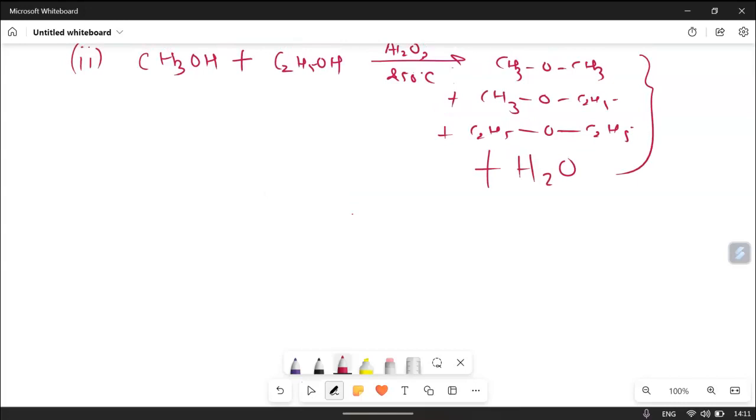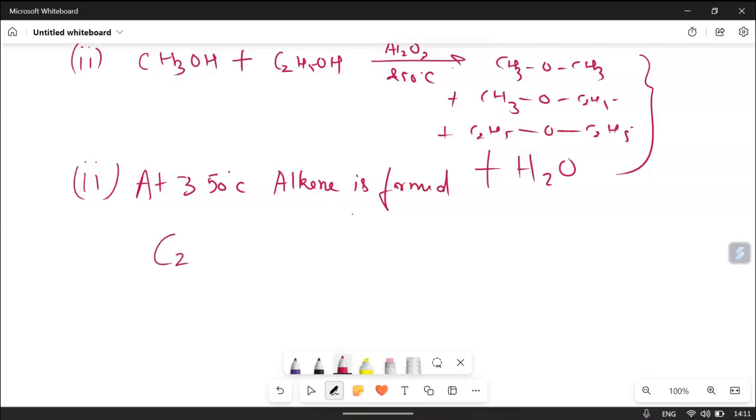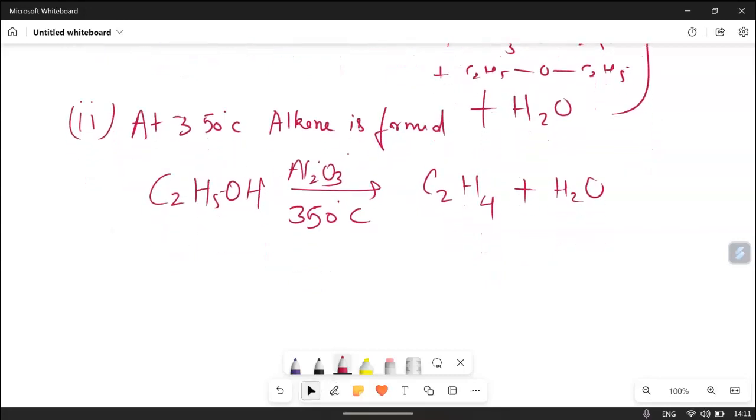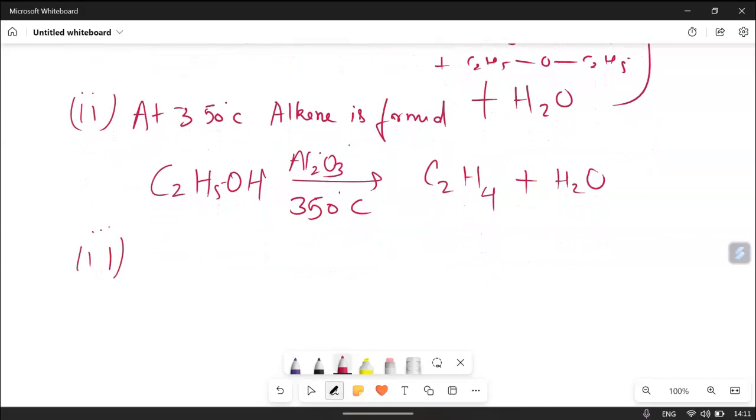Okay. The next reaction which we are going to discuss is at 350 degrees Celsius, where alkene is formed. For example, C2H5OH in the presence of Al2O3, not 250, but 350 degrees Celsius, will form alkene plus water molecule. Reaction occurs.